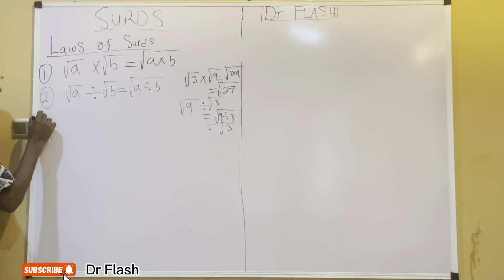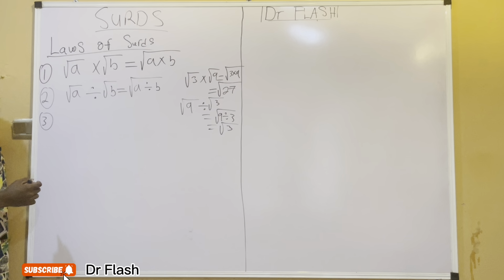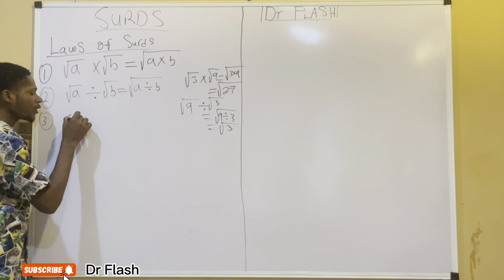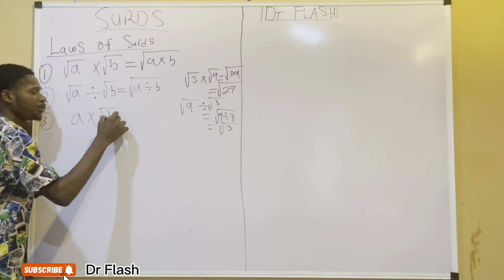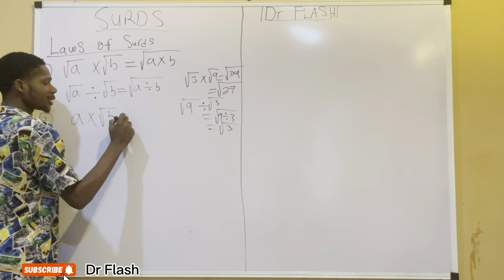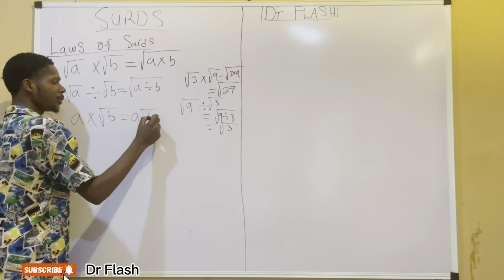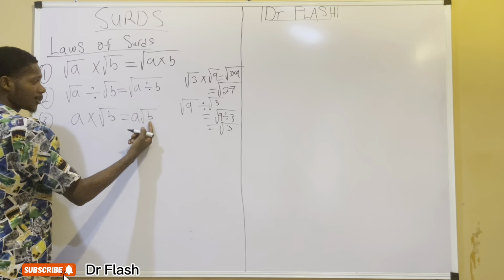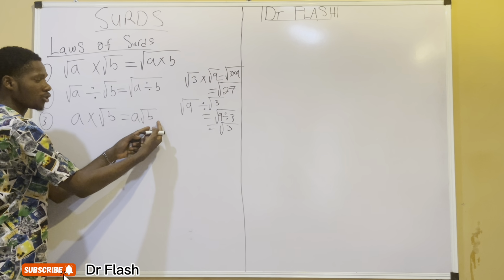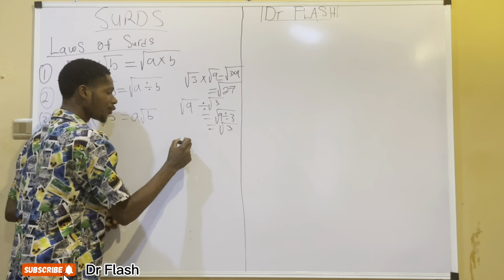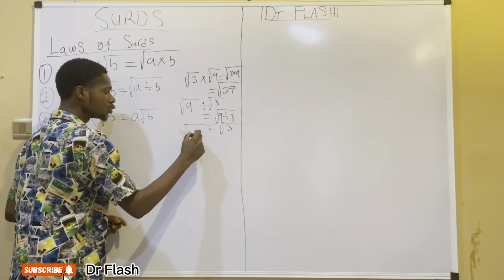Now let's take law 3. For law 3, we are multiplying a number by the square root of another number. So let's say we have a times the square root of b. What are we going to do? You can just multiply them directly, and the a comes in front. So a times root b is now a root b. That is a times the square root of b. So if you see a root b, it simply means a times root b. Now please take note, this is different from the a-th root of b.